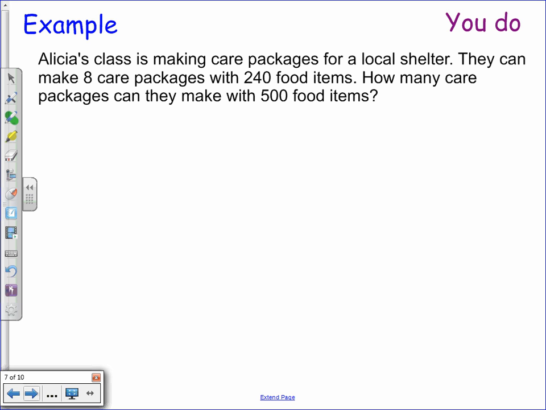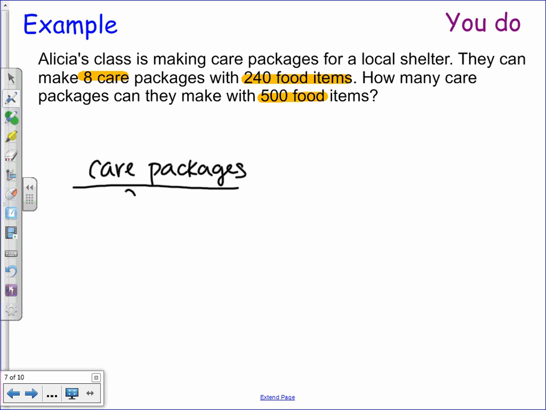Before I turn you on to you do, I want to help you set it up. Let's pick out the important pieces. What do we know? Alicia's class is making care packages for a local shelter. Not cool, but I mean, it's cool, but you don't necessarily need it for the problem. What we do need is they can make 8 care packages with 240 food items, right? And then the question is, how many care packages can they make with 500 food items? So we're going to compare care packages to food items.